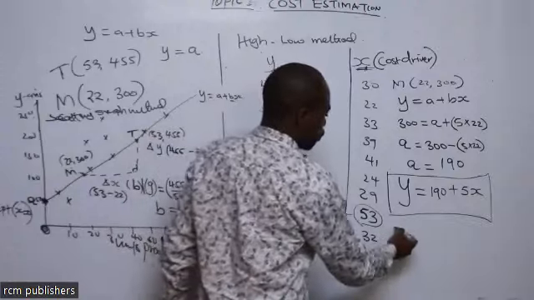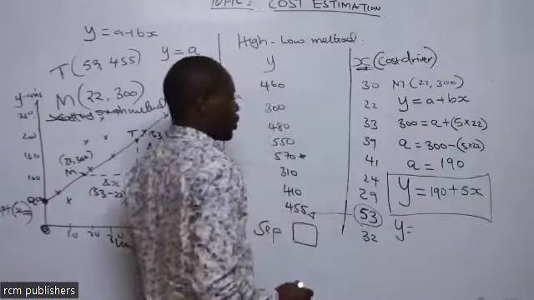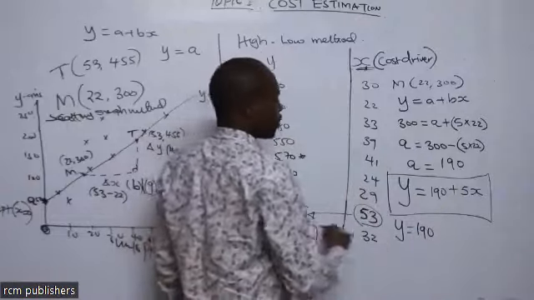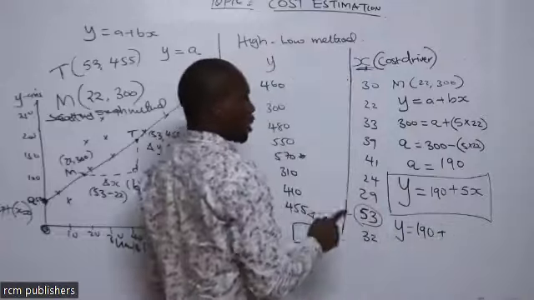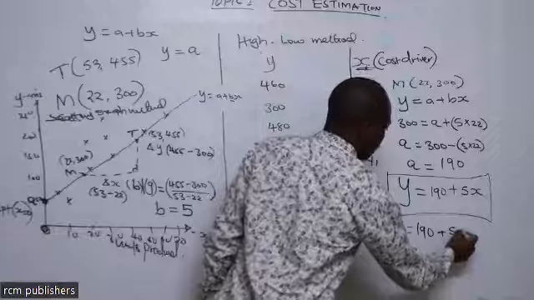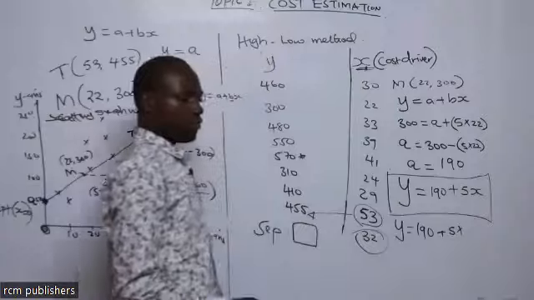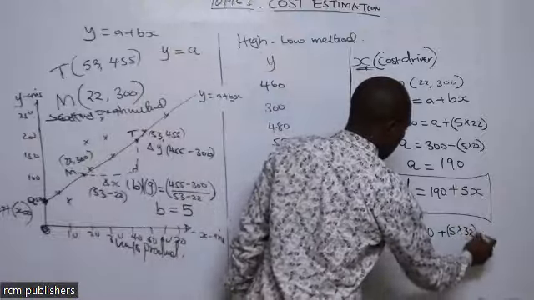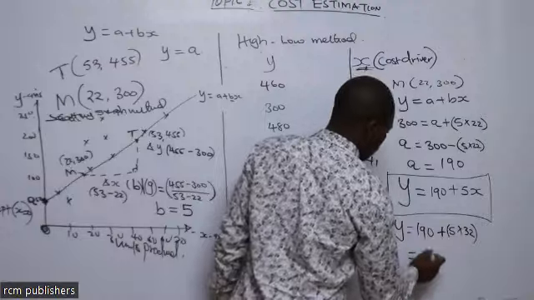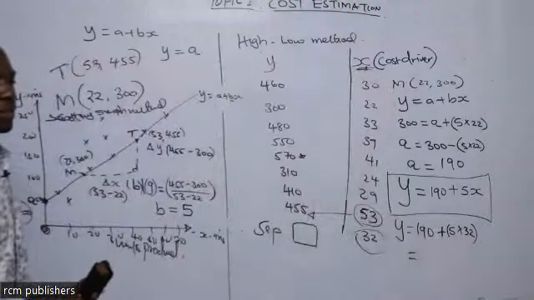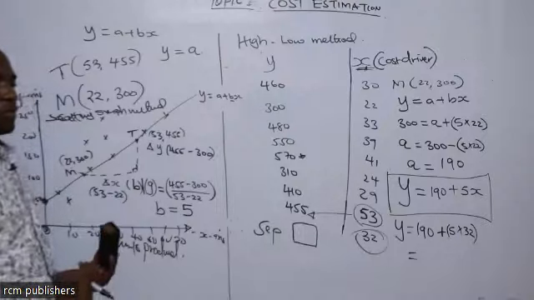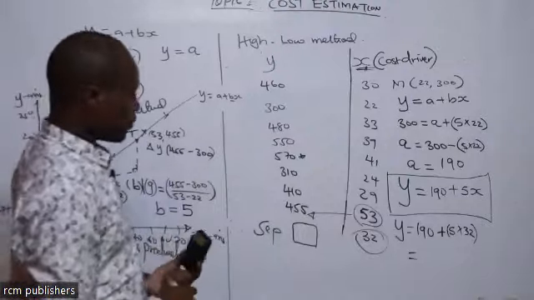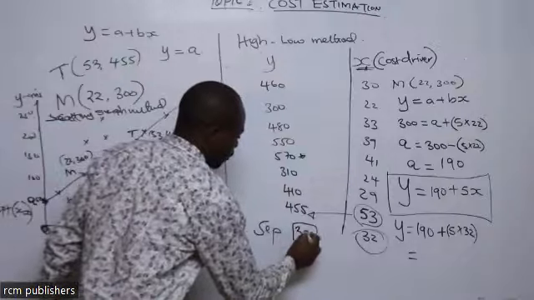For us to get the total cost, that is y, we are going to have the fixed cost, which does not depend on any unit produced, plus the variable cost per unit, which is 5, multiplied by the units produced in that particular month, which is 32. So I take 5 by 32, I add it to the fixed cost. What will be my total production cost for the month of September? 350.